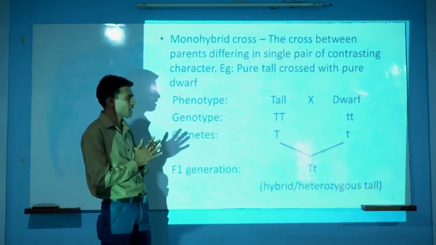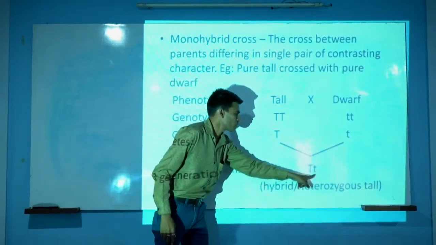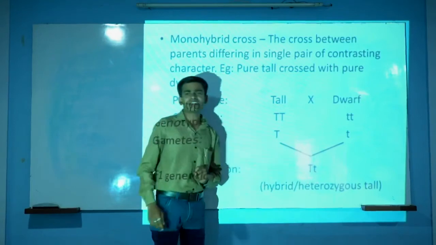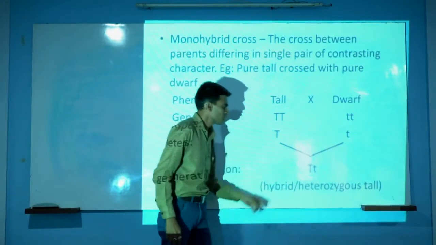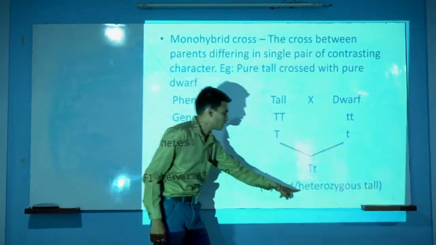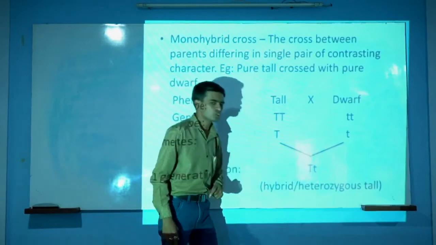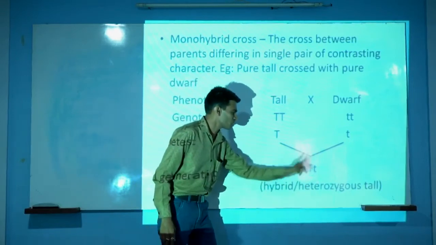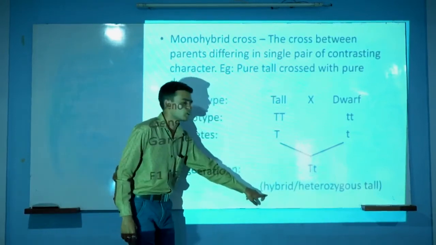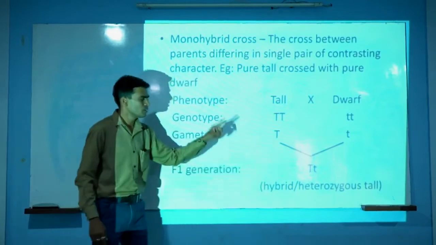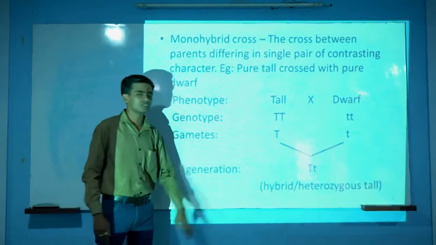And this tall plant has the genetic constitution capital T, small t. So capital T and small t are responsible for the formation of tallness, but this tall plant is a heterozygous tall because of the dissimilar alleles, capital T, small t. So that's why I call it a heterozygous tall, also known as a hybrid tall. These plants are found in the first generation, that is the first filial generation.